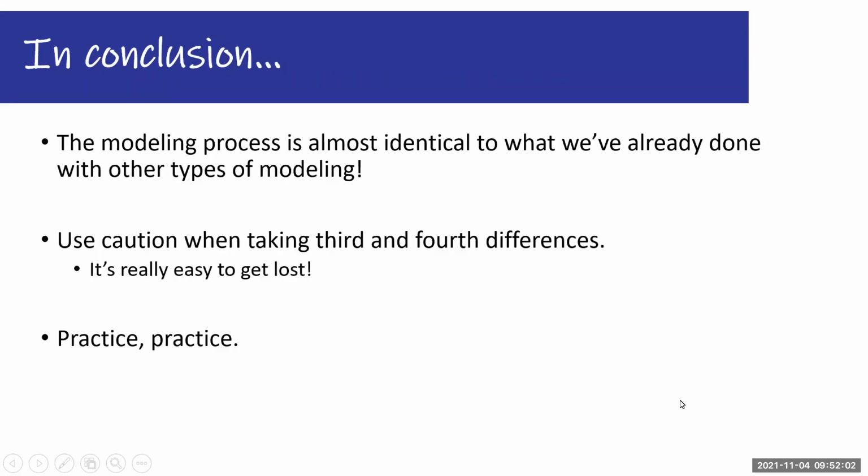So that's actually all for this section. Told you it was a short section. But remember that the modeling process is almost identical to everything we've done so far. So very little new information other than finding fourth differences and using a slightly different version in the calculator. Just be careful when you're taking third and fourth differences. It's really easy to get lost after first differences, if I'm being honest, right? Do it in the table type format that we have, and that'll help.